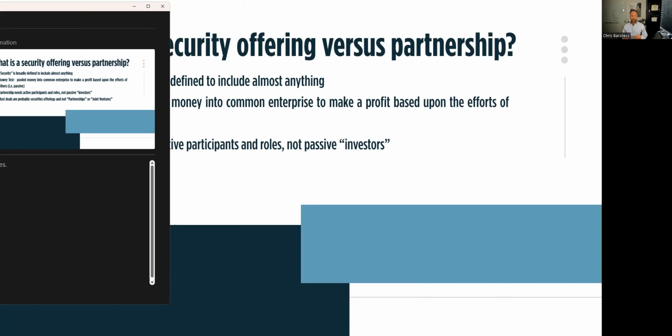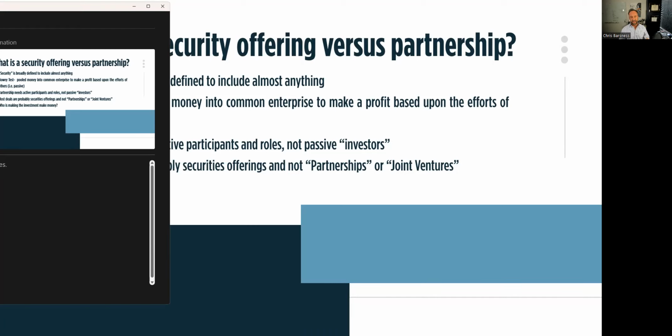A partnership or a joint venture typically requires a more active participant or role. You're not just a passive investor. You're not a silent partner. You're actually managing the asset. You're somehow involved in running the company, running the business, some type of active role in the business, and not just more like an investor.